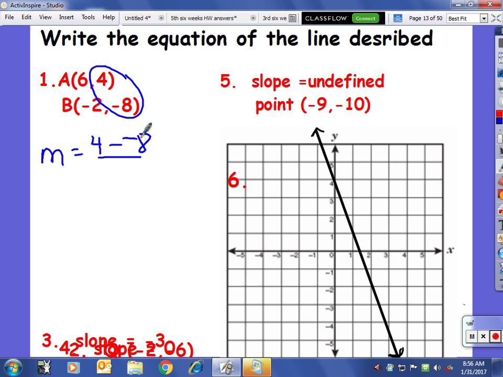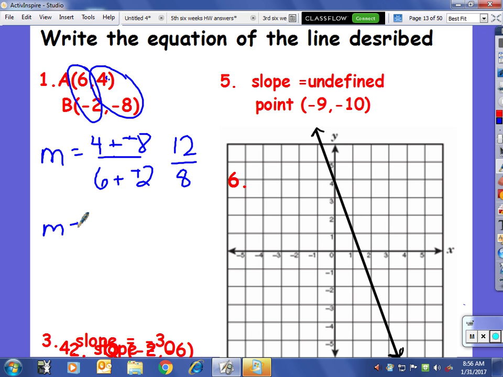4 minus negative 8. Okay, so since I started with the 4 on the bottom, then I've got to do 6 minus negative 2. I could have switched it around the other way and you would have ended up with 2 negatives. And 2 negatives overall is positive. So it doesn't matter which order you do it as long as you stay consistent. But this looks like it's turning into 4 plus 8, which is 12. 6 plus 2, which is 8.